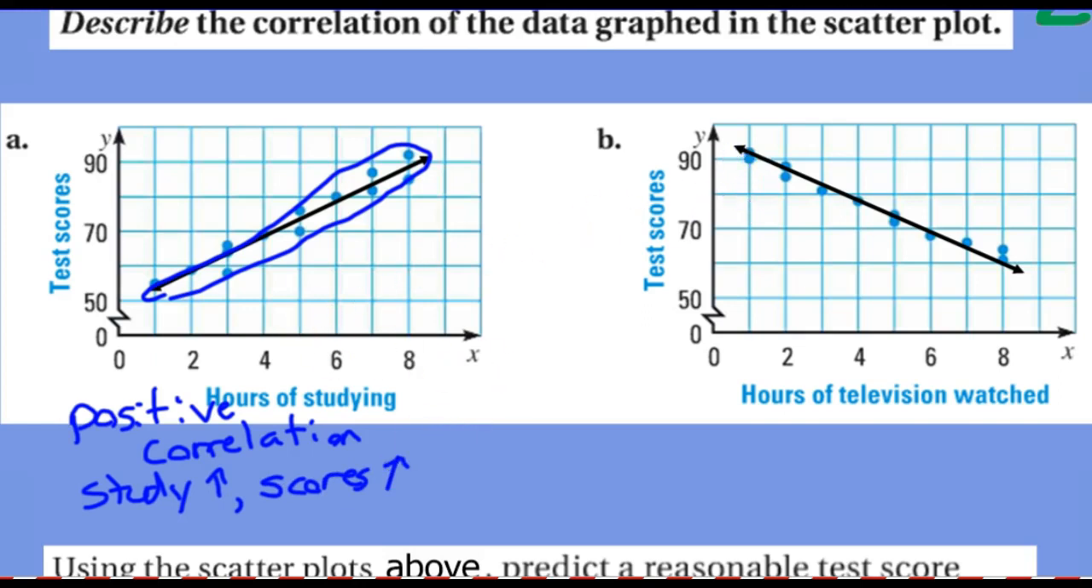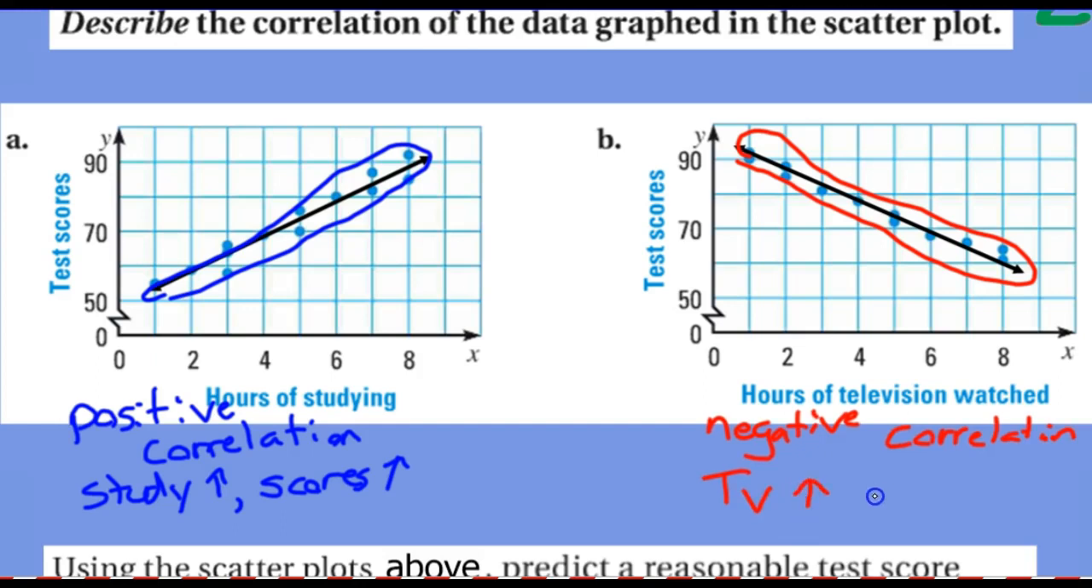Here on this graph, it says the hours of television watched and the test scores. So this one looks like it's going downhill. So that has a negative correlation. So this one is, as the TV goes up, so as the x goes up, your test scores go down.